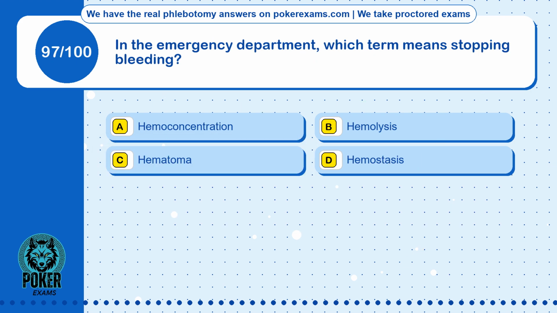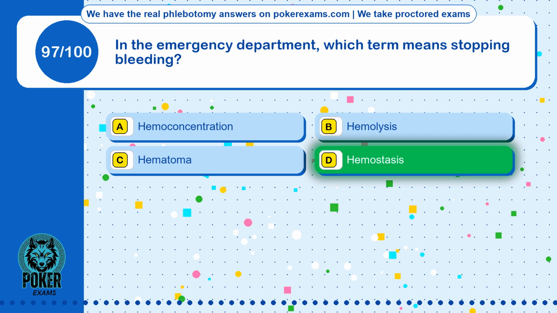Question 97. In the emergency department, which term means stopping bleeding? Option A, hemoconcentration. Option B, hemolysis. Option C, hematoma. Option D, hemostasis. The correct answer is option D. Hemostasis.